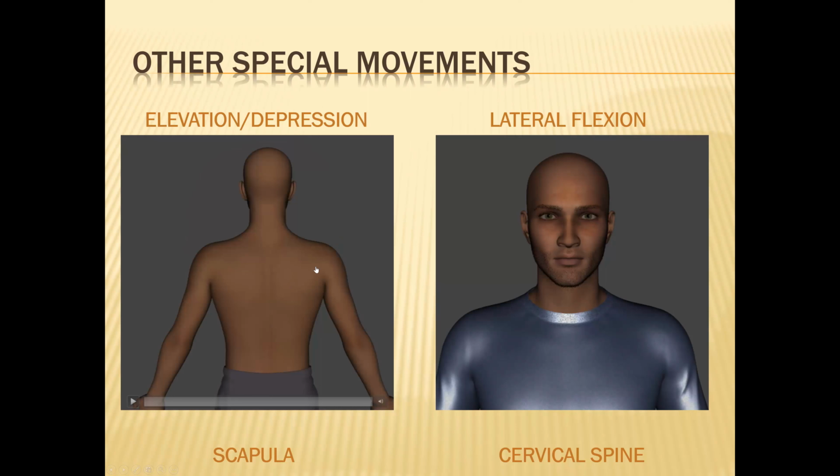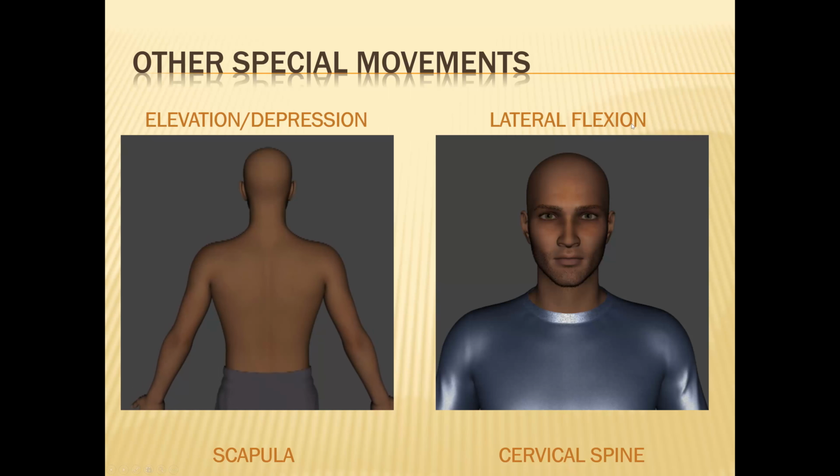You can also have depression and elevation with your shoulders. So this is actually movement at the scapula. And so your scapula can elevate and depress. So when you shrug your shoulders, your scapula is elevating. And when you unshrug them, it's depressing. So elevation of the scapula, depression of the scapula.